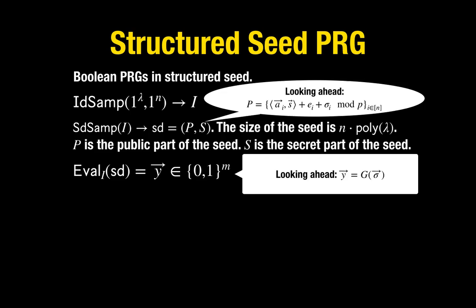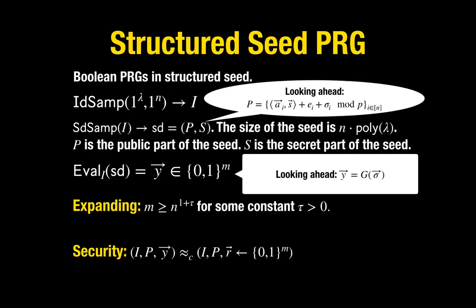Now let me talk about what properties we need from the structured seed PRGs. We want expansion, meaning the output length should be much more than the length of the input. Then when it comes to security, it's a straightforward extension of the security of standard Boolean PRGs, where you are also leaking out the public part. Formally, given the index and the public part of the seed, the output y looks indistinguishable from the index, the public part, and a random string chosen from {0,1}^m. That's the security.